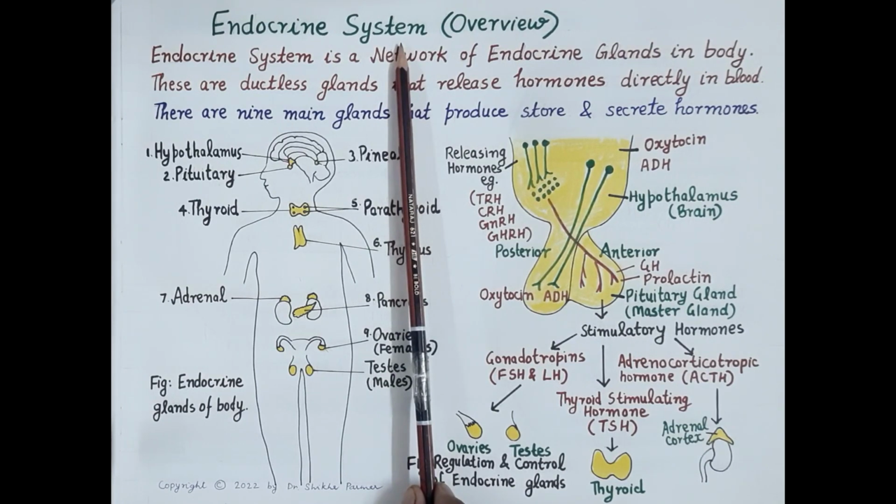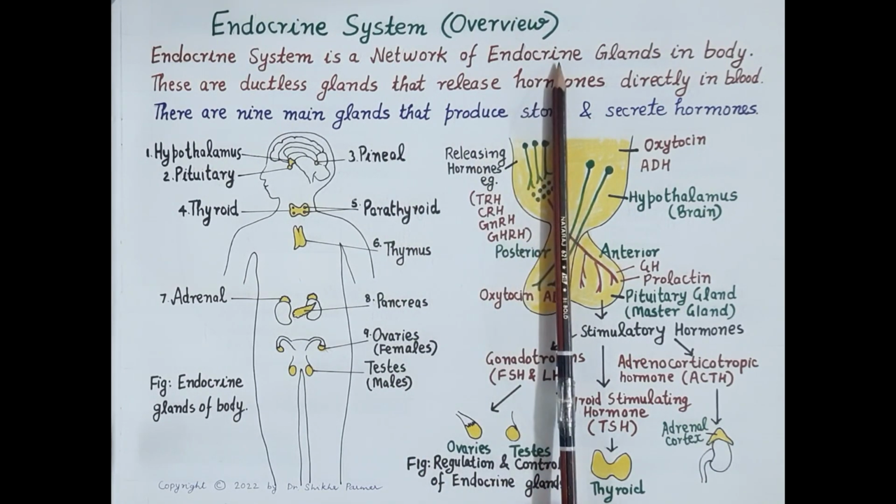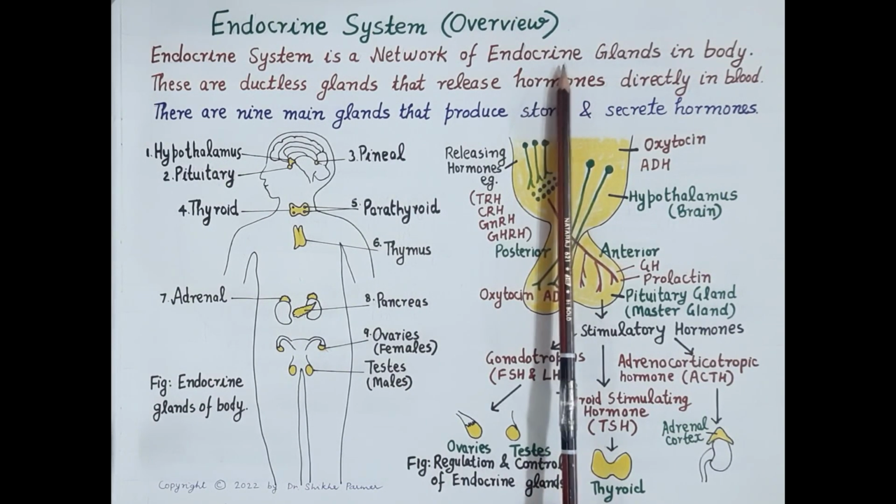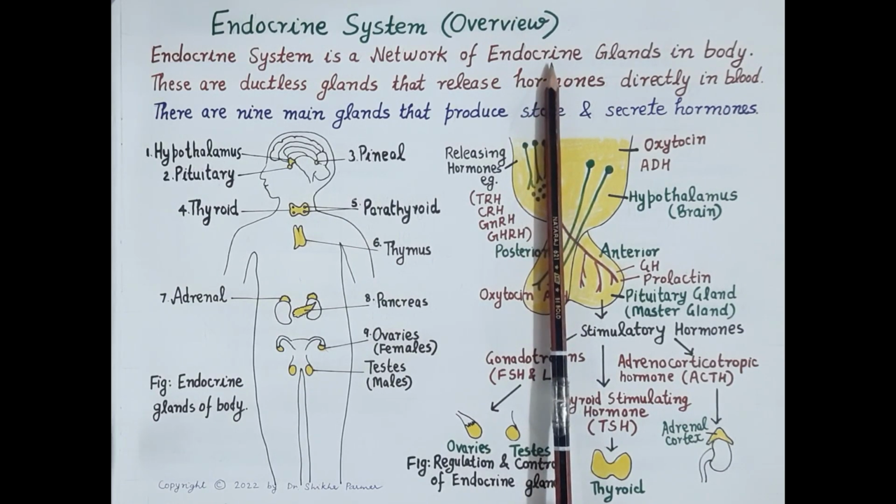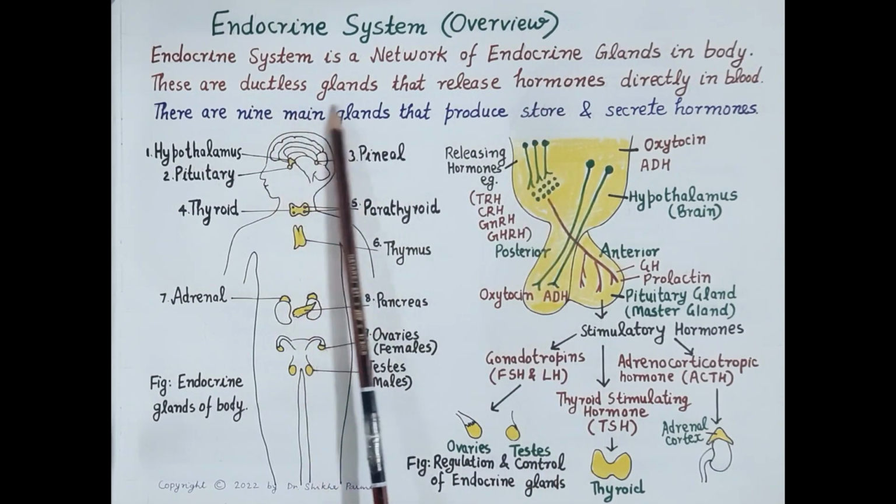The endocrine system is made up of a network of endocrine glands, and there are two very important characteristic features of endocrine glands. First of all, endocrine glands produce chemical substances called hormones. In addition to this, endocrine glands are ductless glands. They do not possess any duct or tube, and the hormone is released directly into the blood.